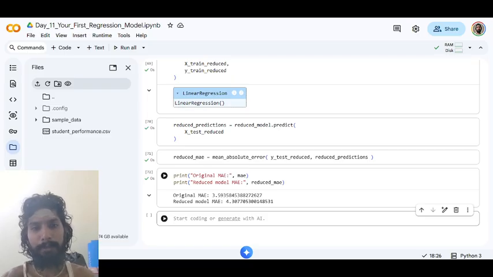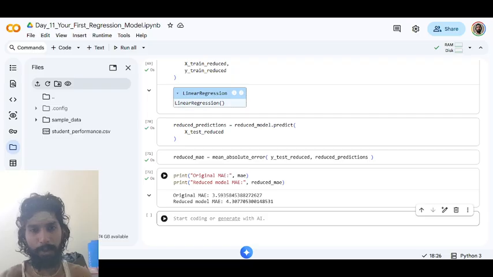If the new MAE becomes lower, it does not automatically mean that the removed feature is useless. Possible reasons include the dataset is small, the test split contains random variations, the feature overlaps heavily with the other features, the feature contains noise, or the original model may have fitted unnecessary patterns. A single train test split is useful for learning, but it is not enough for a final scientific conclusion. Later, we can use techniques such as cross-validation to obtain a more stable performance estimate.